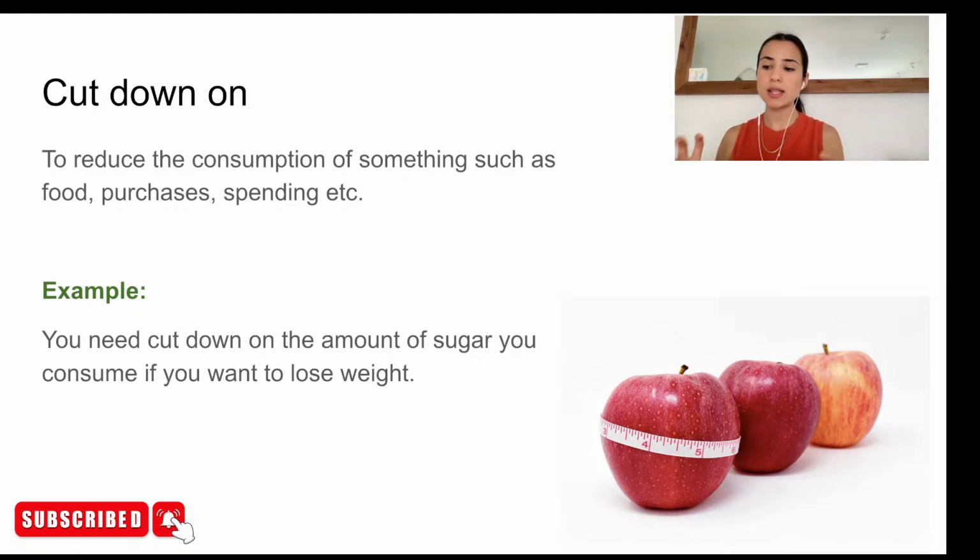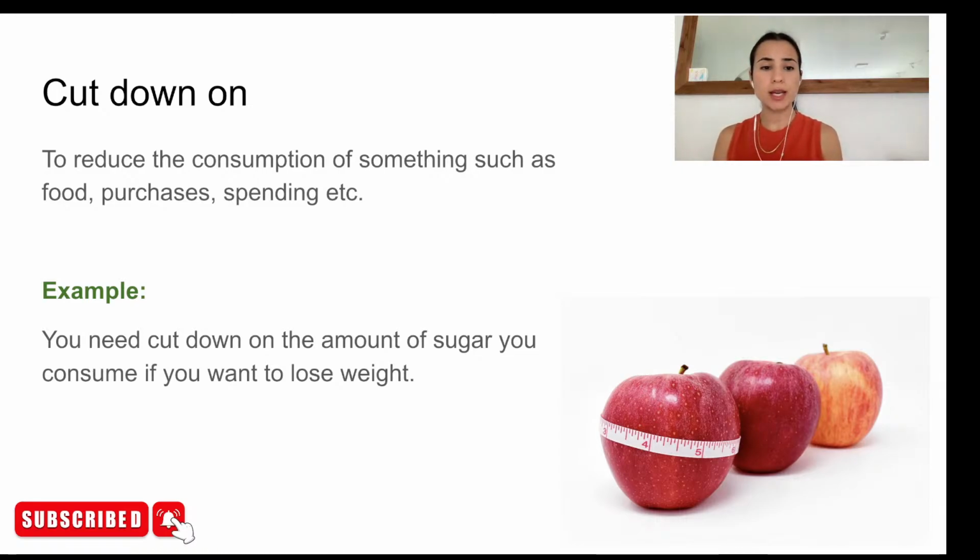Okay, cool. So for the next one, to cut down on or to cut back on, both are correct. Notice they both have on at the end. The only thing that changes is down or back. So we cut down or we cut back, but both have on at the end. This means to reduce the consumption of something, such as food, purchases, spending, etc. So to reduce some of our resources, okay?